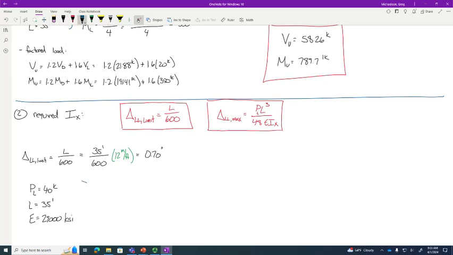Okay, so let me show you how I'm going to handle this. First thing I'm going to do is just write out our expression for the deflection. So how are we going to do this? So PL cubed over 48 EI.